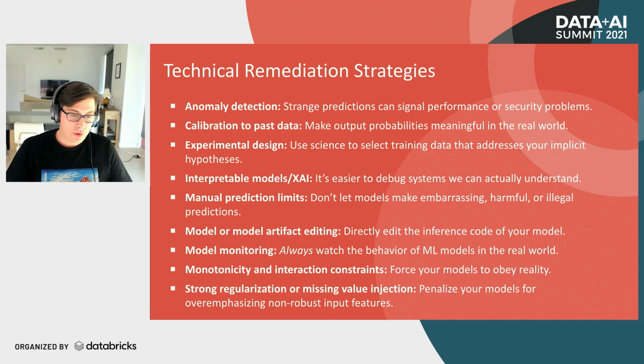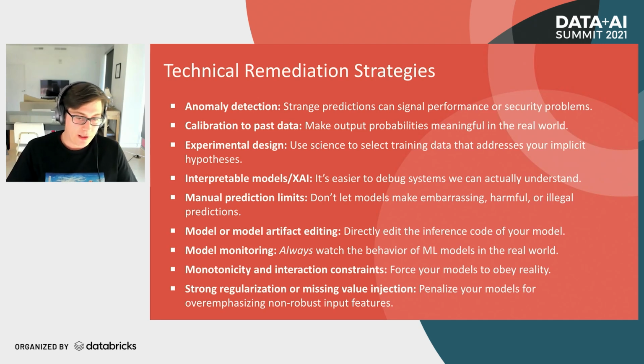I brought up this issue of manual prediction limits earlier, but why don't we spend the time to test the bad things that machine learning models can do, the silly mistakes they can make, and just set manual limits to prevent those? I think that's a great idea. There's this new notion of model editing, where we directly edit the code or the functional form of our model to correct mistakes. I think that's great as long as you're careful with it and you know what you're doing.